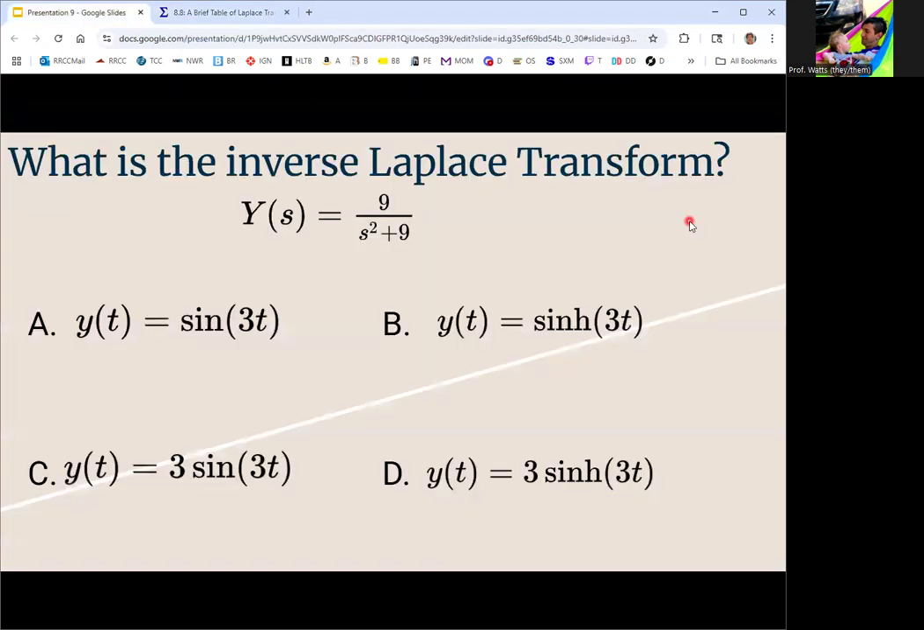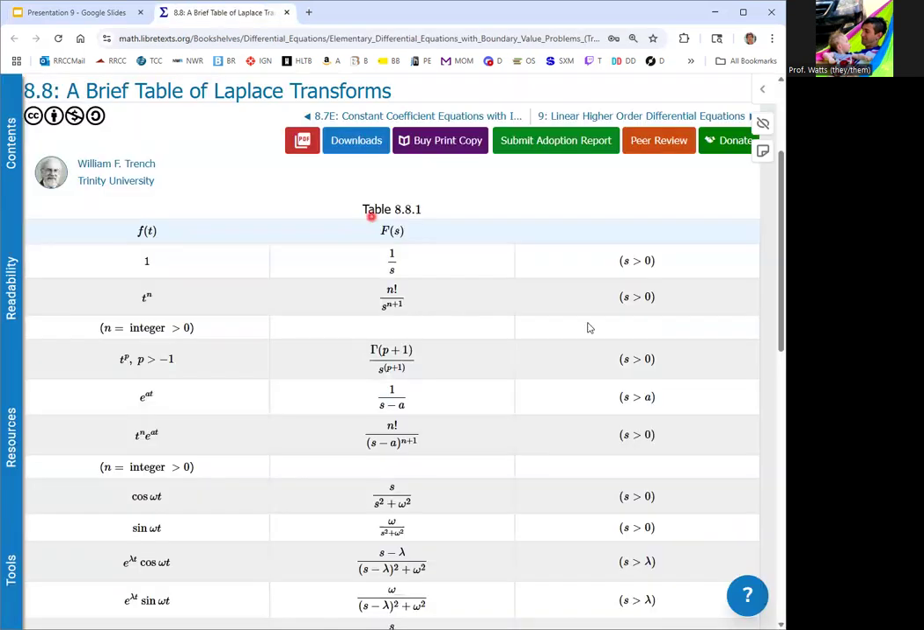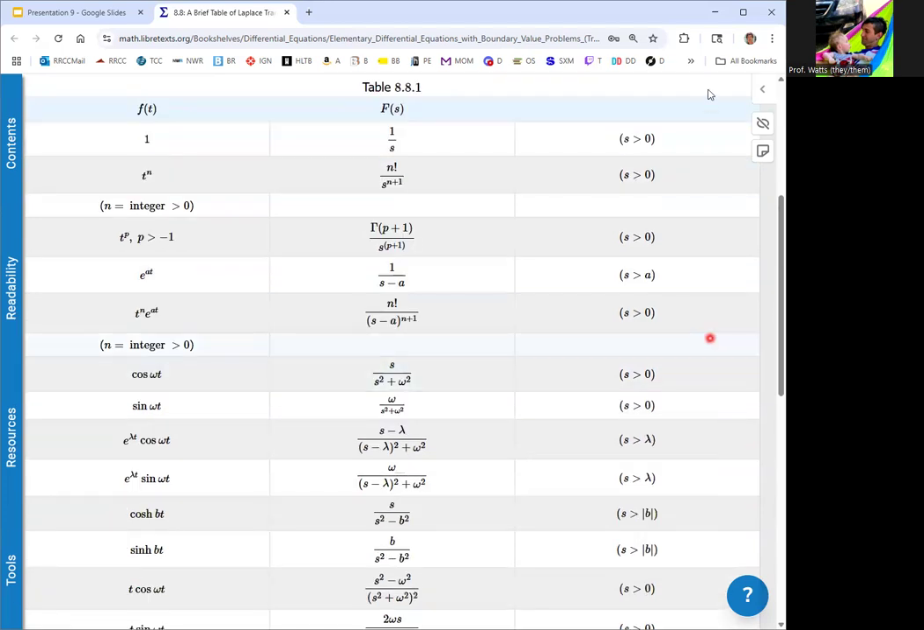Consider this example. What's the inverse transform of big Y of s equals 9 over s squared plus 9? We'd be looking for this type of function in the middle column of the table. Do you see where that might be? Pause if you need more time. You should have honed in on the sine and cosine rows. For cosine, you actually get the s variable in the numerator. We have a constant, so we'd want the sine row. The inverse transform of omega over s squared plus omega squared is sine of omega t. That would be the formula we would use.